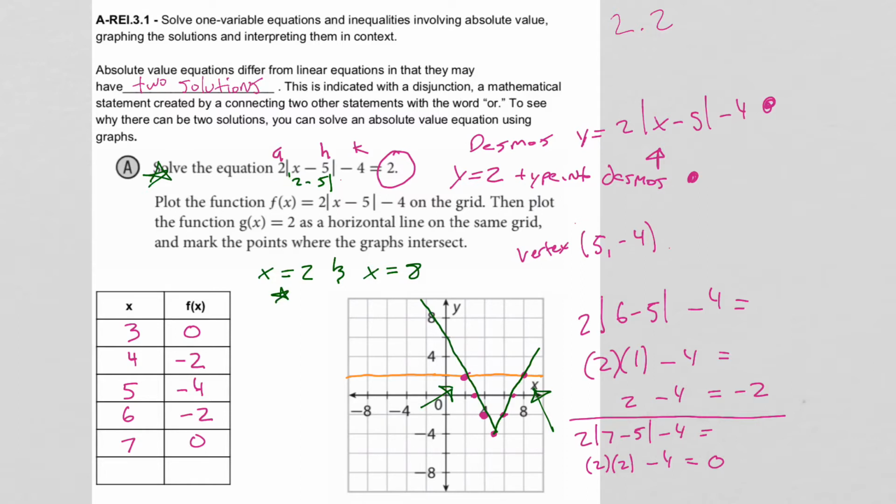And what if I check this other one? Check 8. What is 8 minus 5? That's 3. The absolute value of 3 is 3. 3 times 2 is 6. And 6 minus 4 is 2. So 8 also works. So that's kind of interesting, right? We're used to solving for one value of x, but now we're actually solving for two values of x. And as you can see with the line, this particular graph does have y values equal to 2 at these 2 points for x.